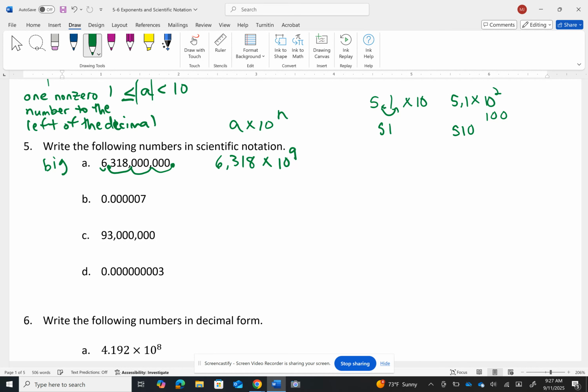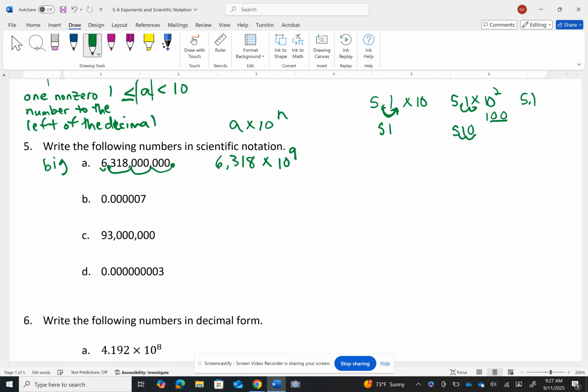Notice how here the decimal would have moved once, here it would have moved twice. So the shortcut for multiplying by a power of 10 is that the decimal moves once for every time you're multiplying by 10, or for the number of zeros. So if I multiply by 100, I move it twice.